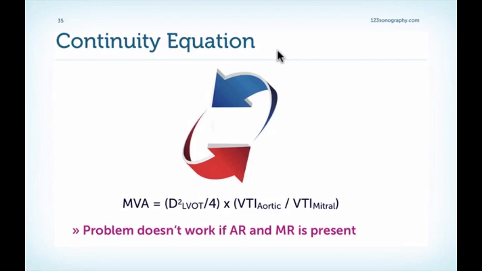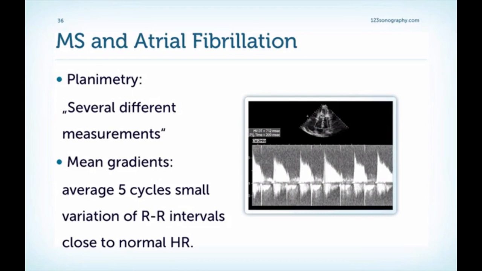We'll see that later. What about quantification of mitral stenosis in the setting of atrial fibrillation? Well, first of all, atrial fibrillation is very frequent in mitral stenosis, and yes, we can quantify it. We have to consider a few things, however. First of all, as we talked already, planimetry should be performed with several measurements and averaged, and the same is actually also true for mean gradients. You should average 5 cycles, and you should try to find cycles where you have fairly equal RR intervals which are close to the normal heart rate.